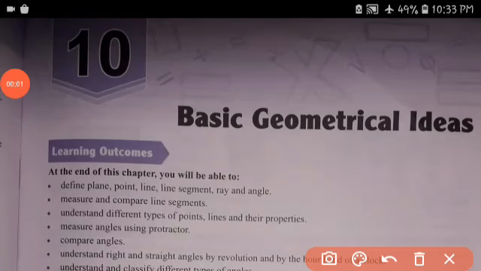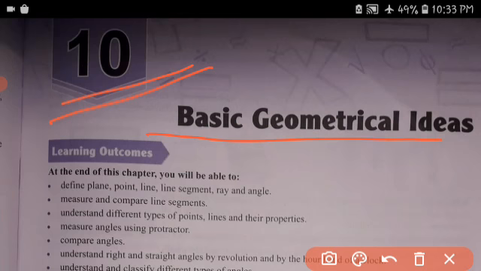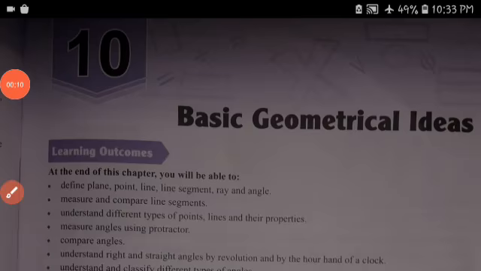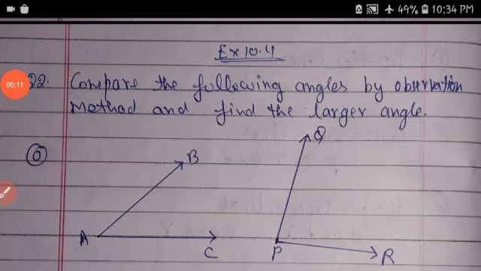Friends, today we start the second video of chapter 10, basic geometrical ideas. Exercise 10.4.